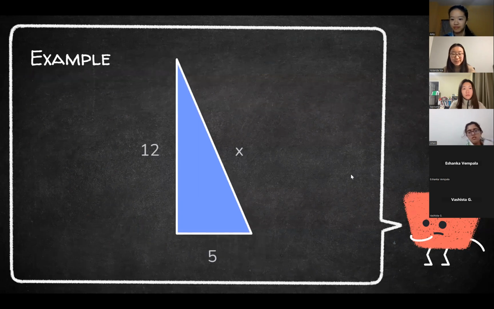All right, so let's do an example problem. This is a right triangle. Unfortunately, the angle is not labeled, but it is a right triangle. So please use the Pythagorean theorem to find what x is. And once you're done, type your answer into the chat.